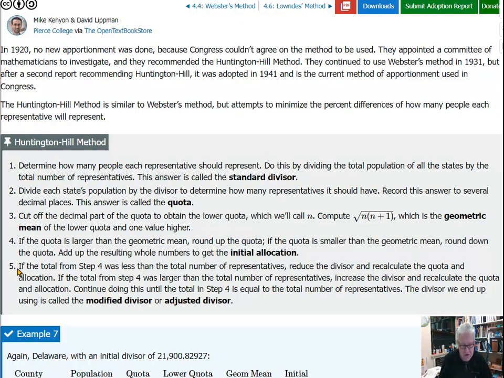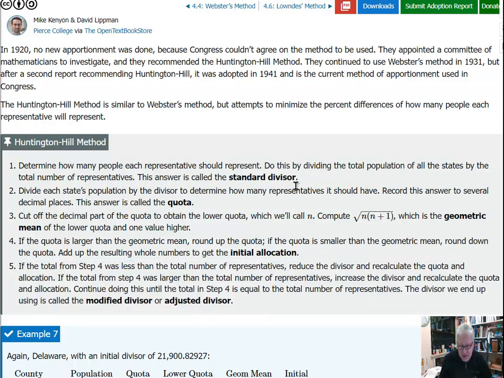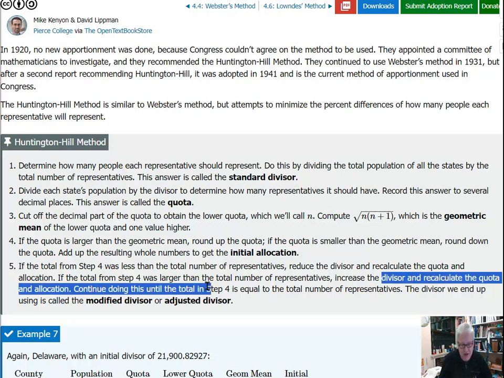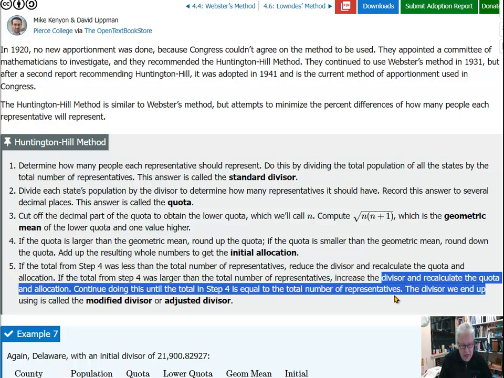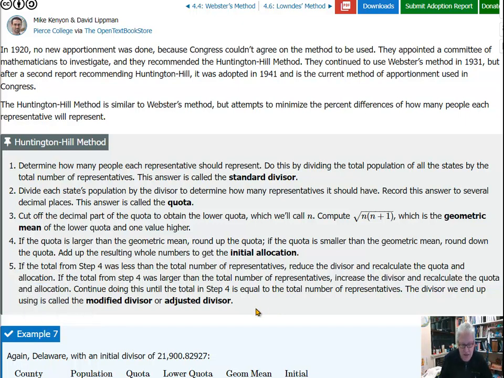Then there's a 5th step. The 5th step is a correction step, where it says change that divisor, that standard divisor here, to recalculate the quota and the allocation, because the Huntington-Hill method actually might give a number that is larger than 435 or smaller than 435, and it needs to be adjusted. And again, you will see this one here as well, how that is being done.